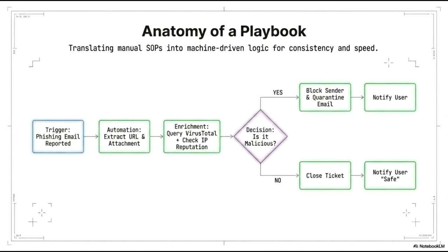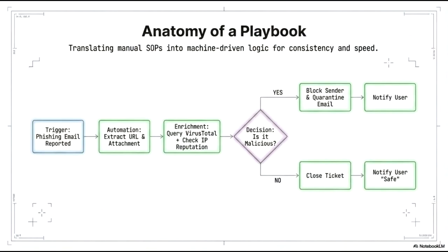This slide illustrates the anatomy of a playbook, which is the process of translating manual, standard operating procedures into machine-driven logic to achieve greater consistency and speed. The workflow begins with a specific trigger, such as a phishing email being reported by an employee. Once triggered, the playbook initiates the automation phase by extracting key indicators, specifically URLs and attachments contained within the message. Next, the process moves into enrichment.